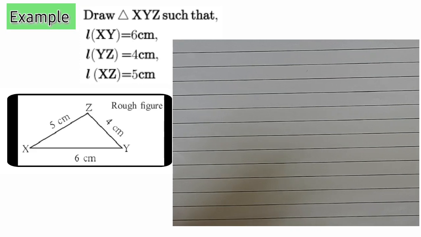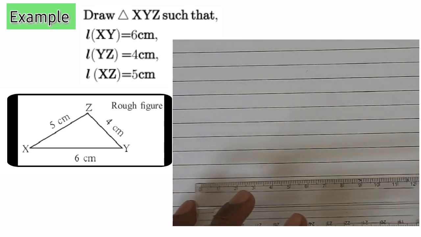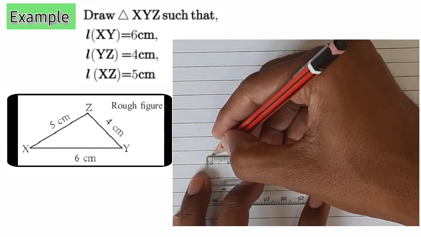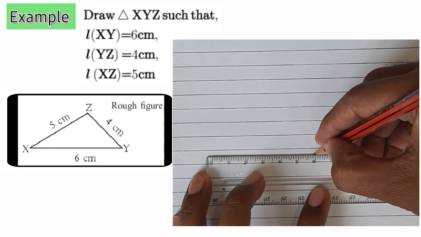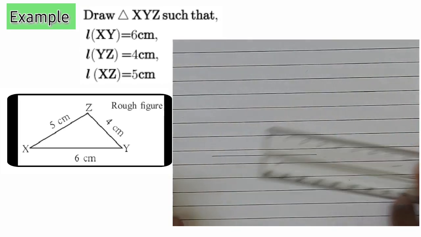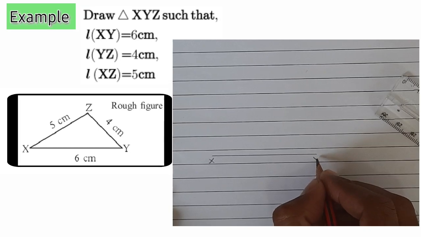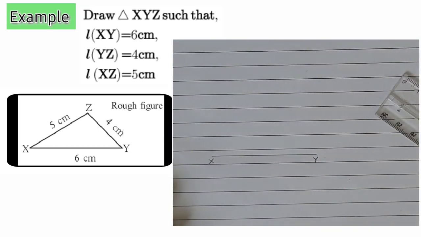According to the rough figure, side XY of 6 cm is the longest side. So first, draw it as a base. This is side XY of 6 cm.